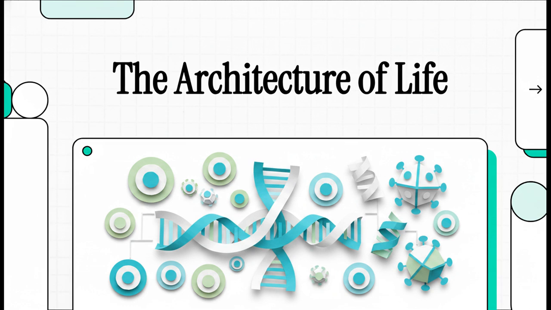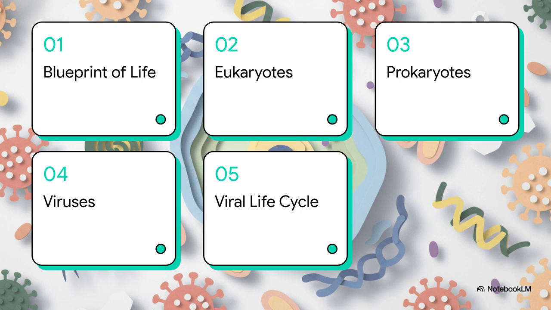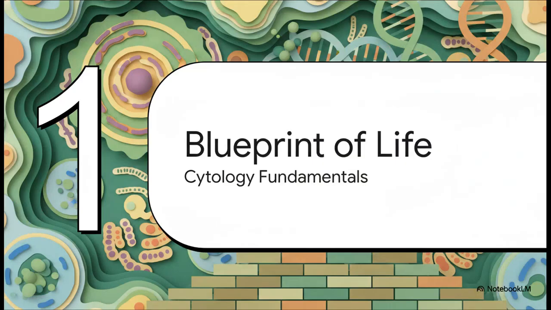Let's dive right in. Okay, here's our roadmap for today. 1. The blueprint of life. 2. Eukaryotes, cellular cities. 3. Prokaryotes, bacterial survivalists. 4. Viruses, the acellular hijackers. And finally, 5. The viral life cycle. Kicking things off with Section 1, the blueprint of life.